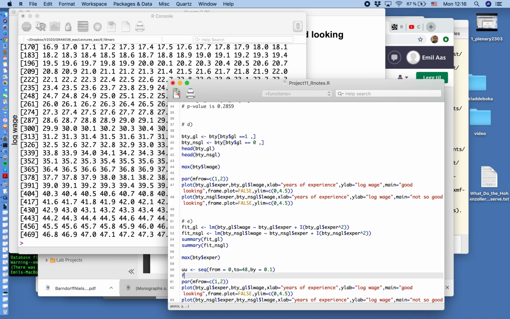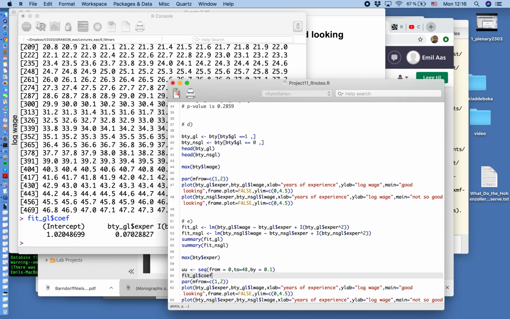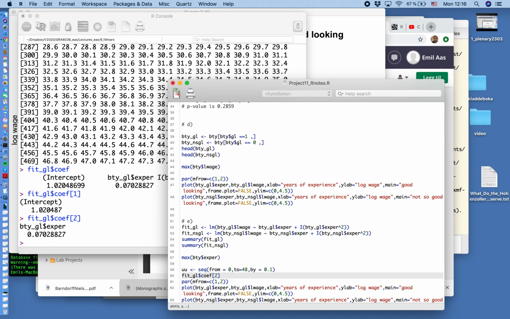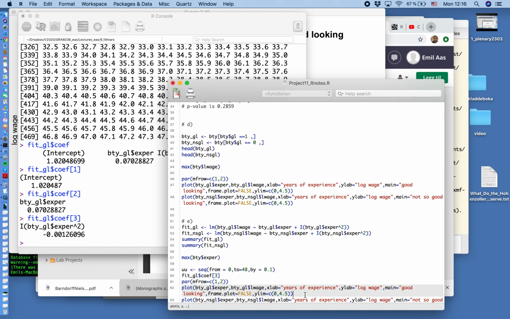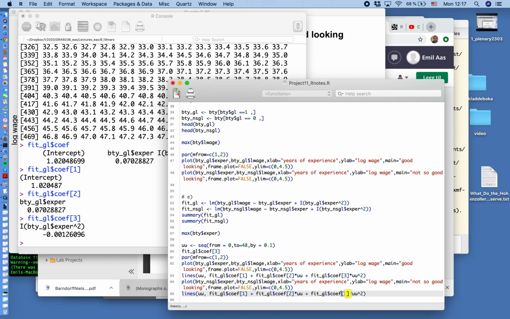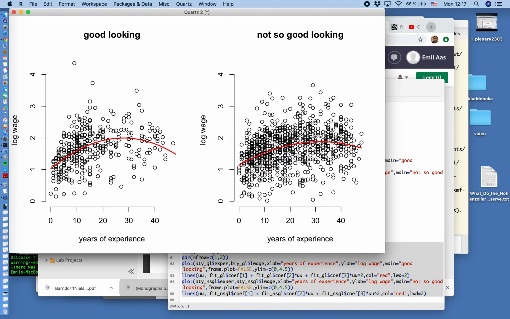And do also remember that fit GL, to look at the coefficients, we can write coefficients. By doing this, we get the first one, the intercept, the second one, and the third one. And now we can write here lines UU. We copy this, so this should be the intercept plus beta 1 times UU plus beta 2 times UU squared. And we do the same thing for the second group, so then we only have to get the correct coefficients. So replace GL by NSGL. And if we want this color red, have it in, and we make it a bit wider, so line width 2. Do that both places. Now we run the whole code, and we added these fitted lines to both plots.